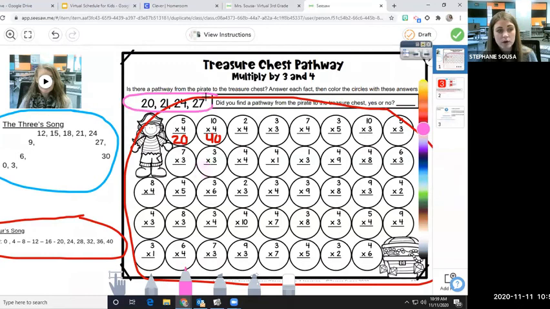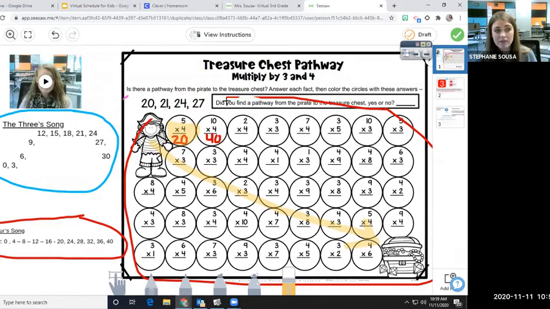When I have all of these answered, I'm going to color all of them that have a product of 20, 21, 24, or 27. So I notice that this equals 20, so I'll color it. I'm trying to see if I can get my pirate to the treasure chest. Is there a path of 20, 21, 24, 27 that gets me to the treasure? This page I am going to grade. I am going to be grading your correct answers. Okay, so I'm looking at your multiplication and I'm seeing if you got the correct products. All right, so this is what I am grading.